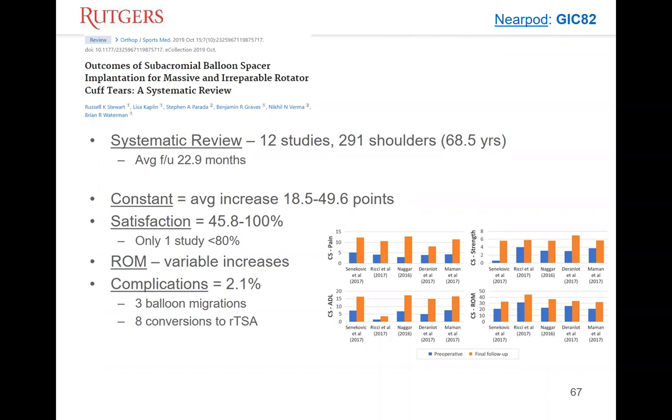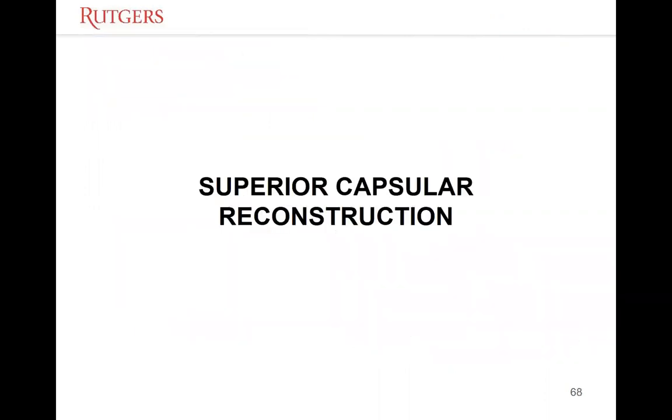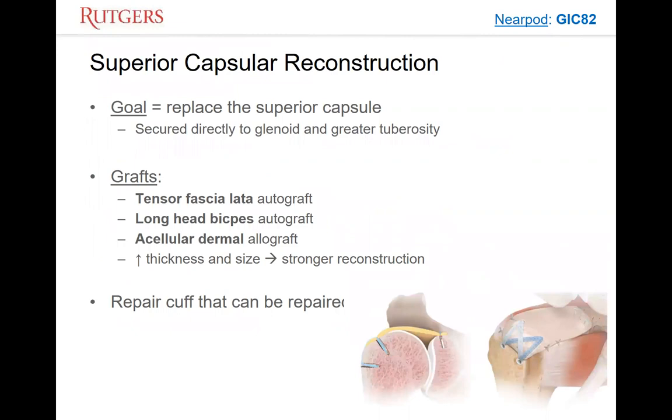However, there was a low 2% complication rate, with only 3 out of the 291 shoulders having migration of the implants. Due to the large variation in study design, though, and patient selection criteria, it is difficult to say exactly how much benefit these balloon spacers provide, though it appears that the results are mostly positive with a low complication rate. Another newer option is the superior capsular reconstruction.